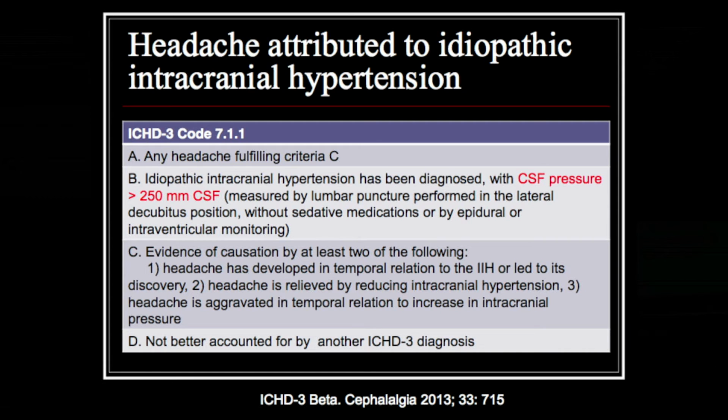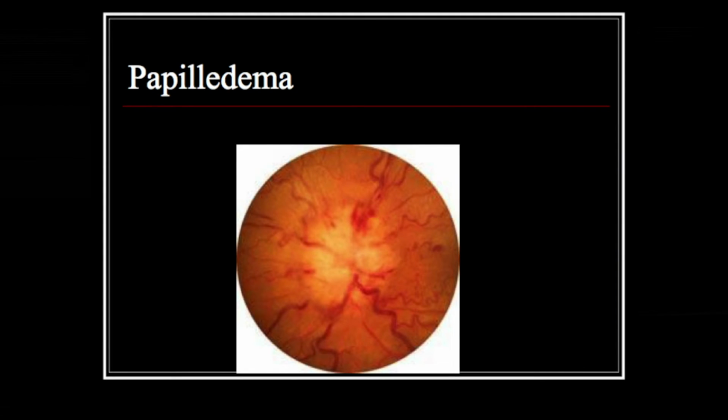Oftentimes, the way this will be detected is by the fact that they will often have papilledema, and you'll have a normal MRI of the brain, and in that situation, you'll consider this diagnosis. There's no weight-based criteria, but this headache often occurs more commonly in obese women. This is an example of the papilledema that you would see on examination.